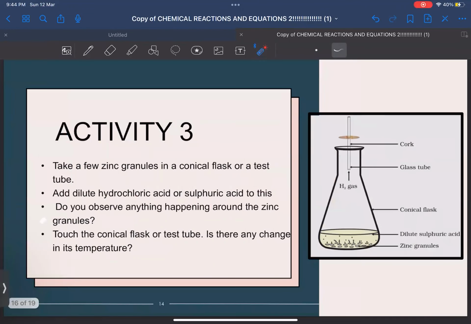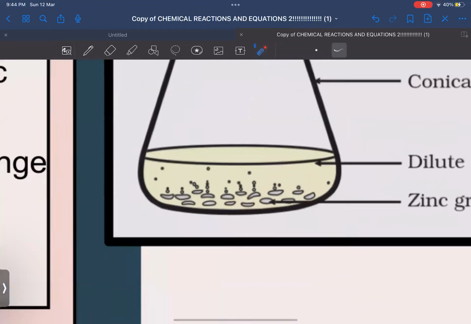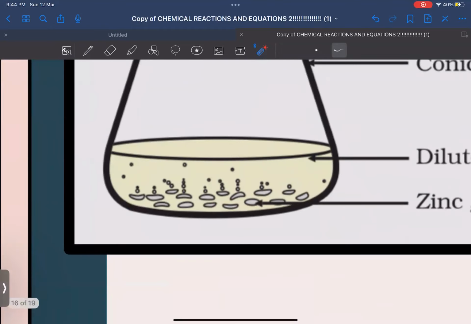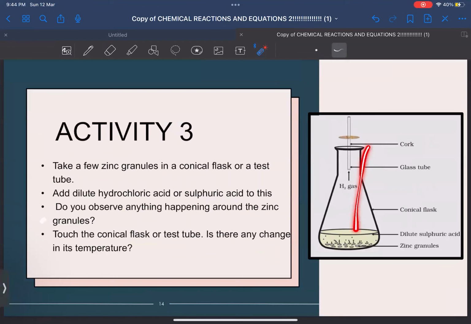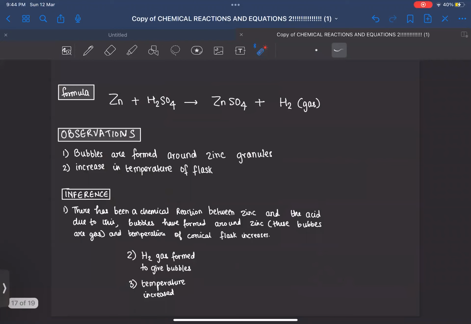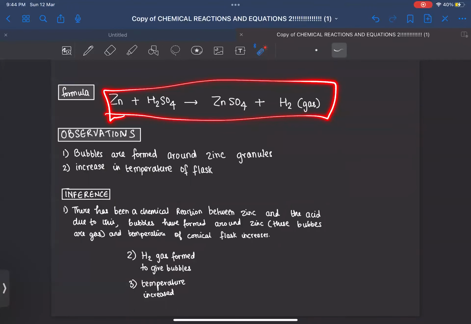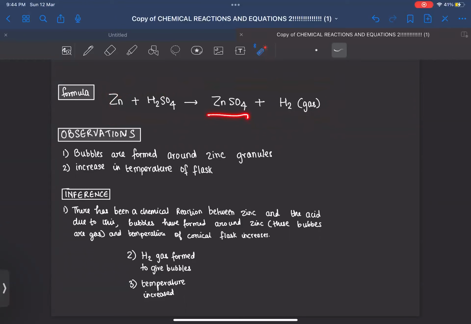Now we take activity number 3. You have to use a conical flask or a test tube, anything. In that you have to have zinc granules. Over here you can see zinc granules, right? Into these zinc granules, add hydrochloric acid, HCl, or add H2SO4, sulfuric acid. Now you will observe a few changes. This is the formula, by the way. When you add an acid onto the zinc granules, the products are ZnSO4 and H2 gas.